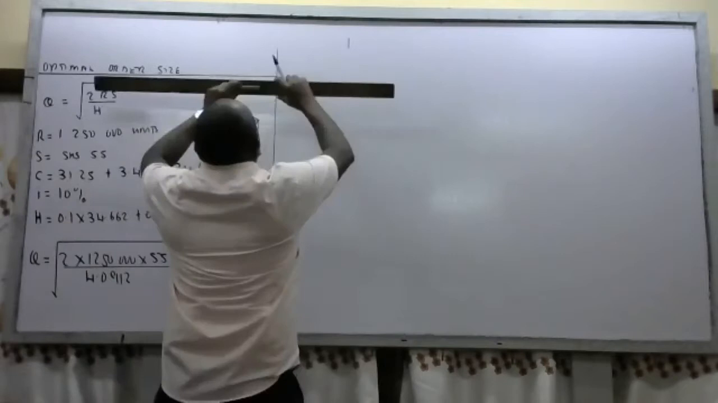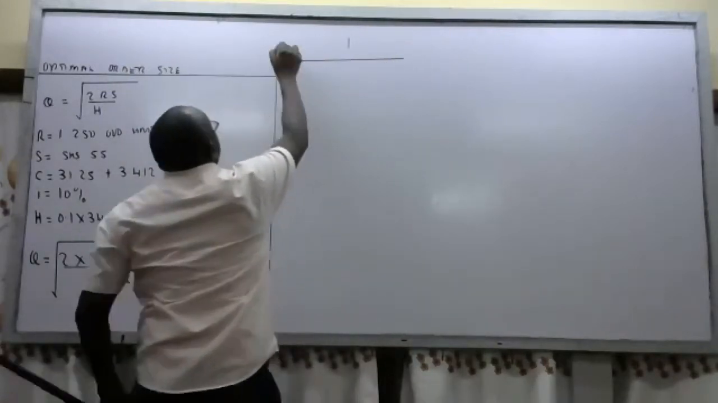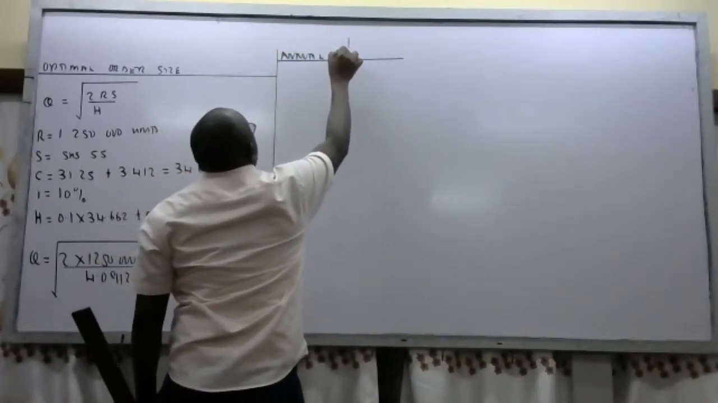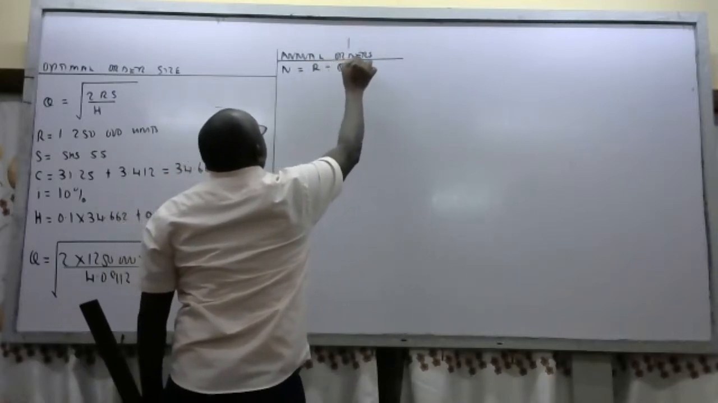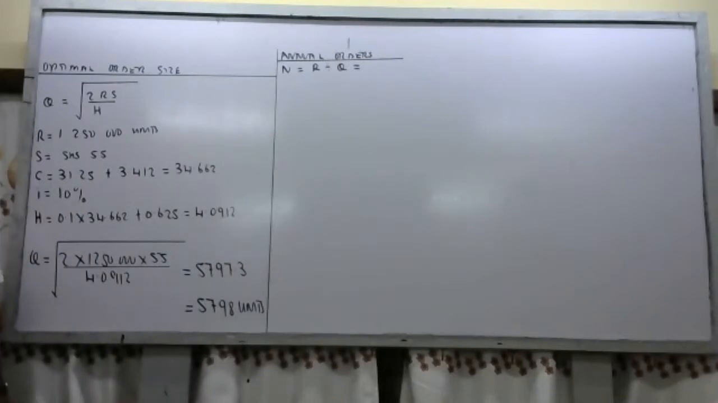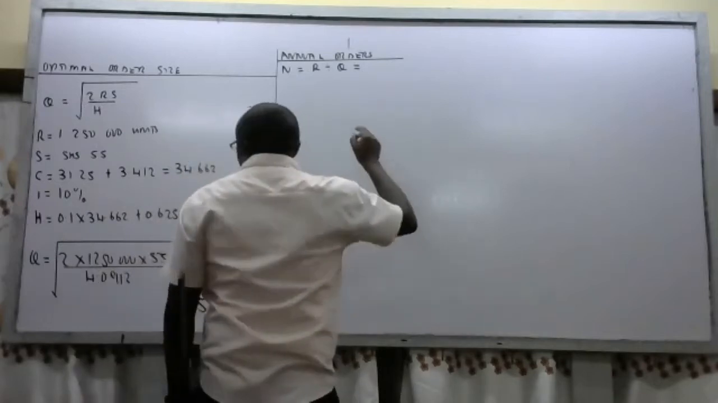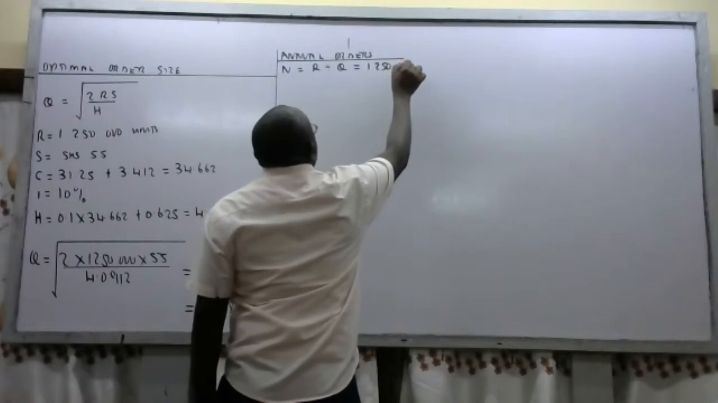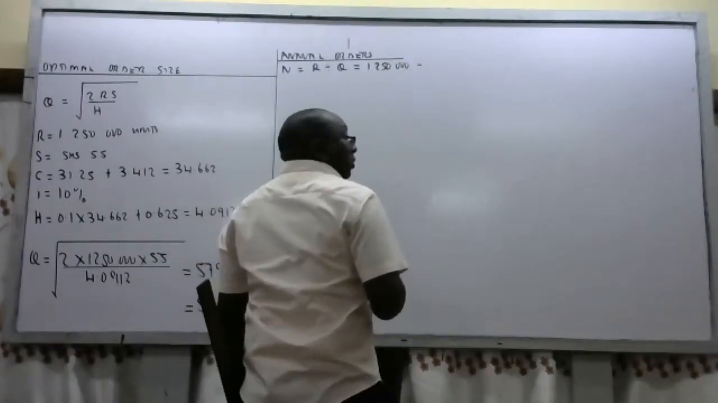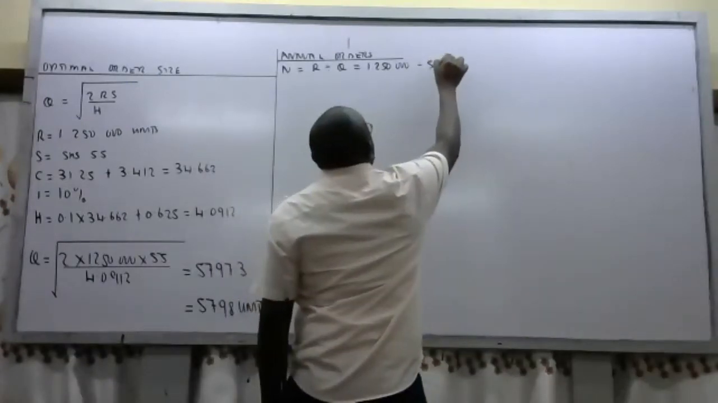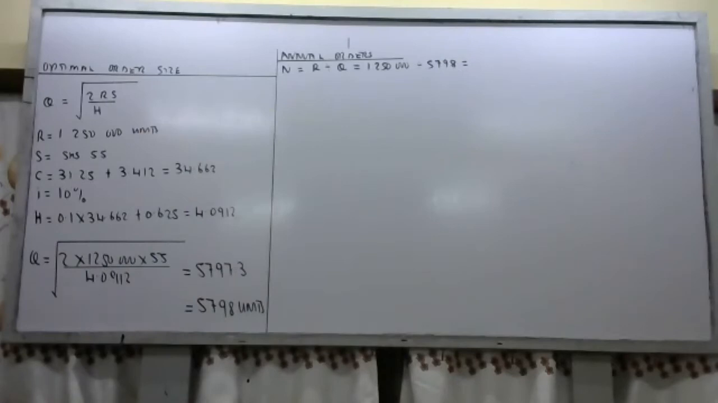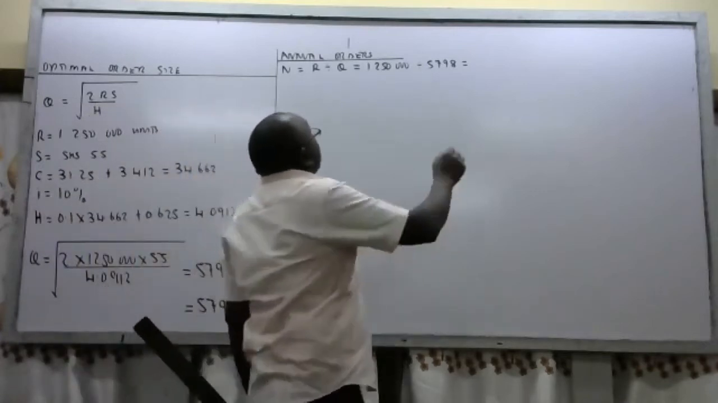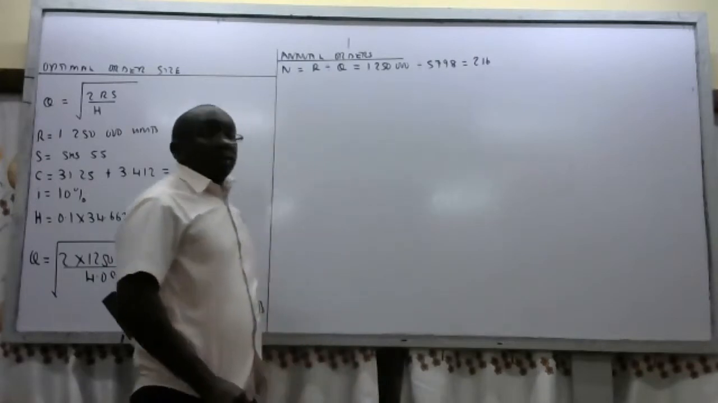So the other thing is annual orders. Now, annual orders, N is given as R divided by Q. So our R is 1,250,000 divided by Q, and this Q is 5798. And if you take that, you get around 216 orders. It is 216.